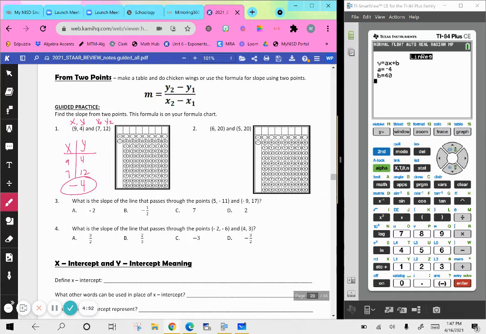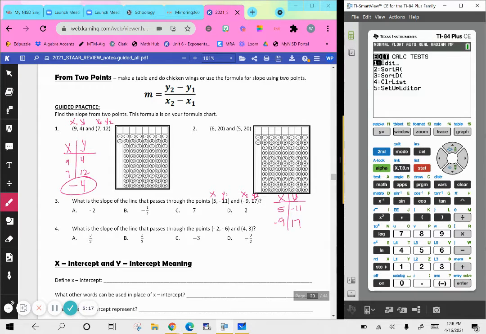So that's all you have to do. I'm going to do it one more time. So this one, it says, what's the slope of a line that passes through the points (5, -11) and (-9, 17)? So you're going to say x1, y1, x2, y2, or you can go ahead and make yourself a table, whatever is easiest for you. So this is (5, -11) and (-9, 17).